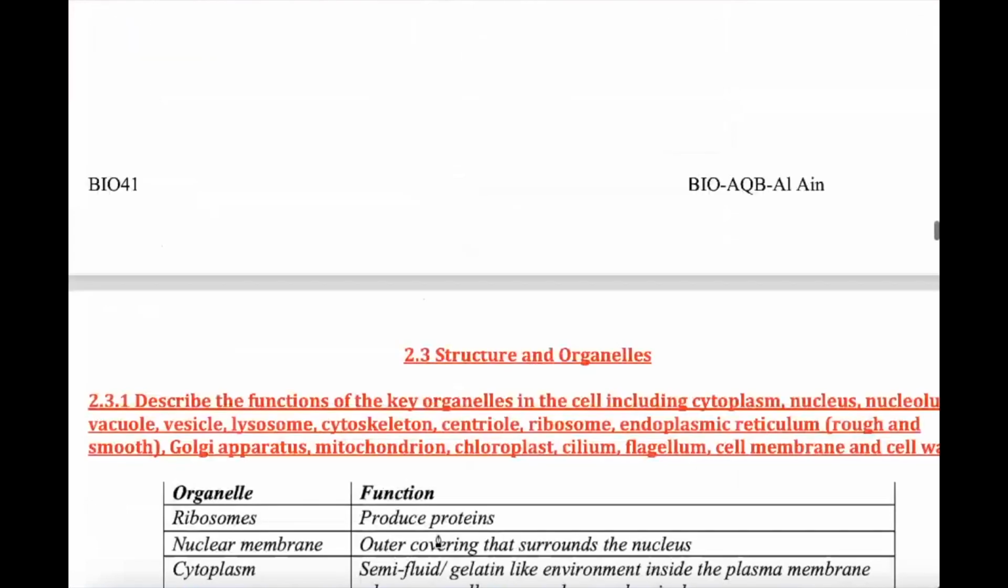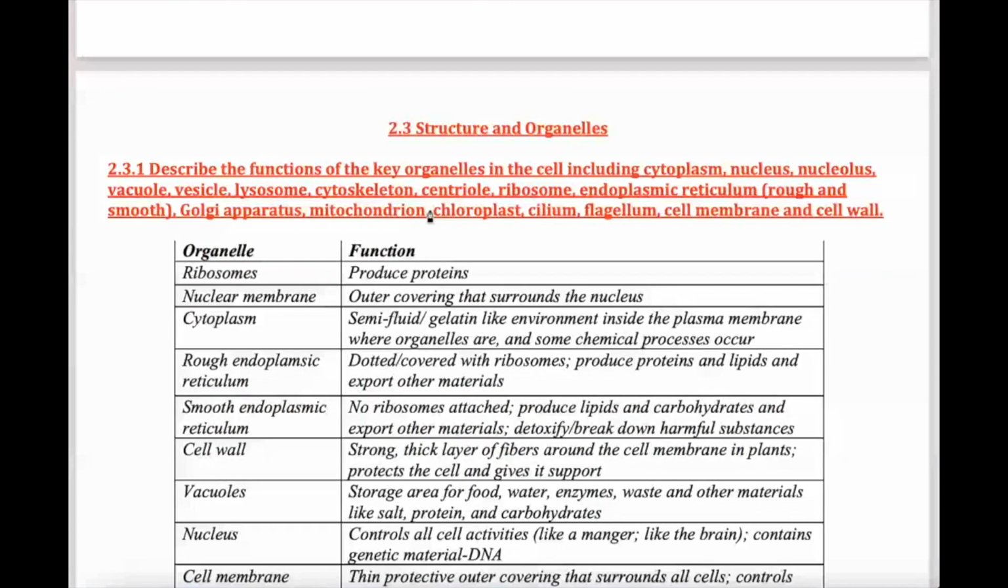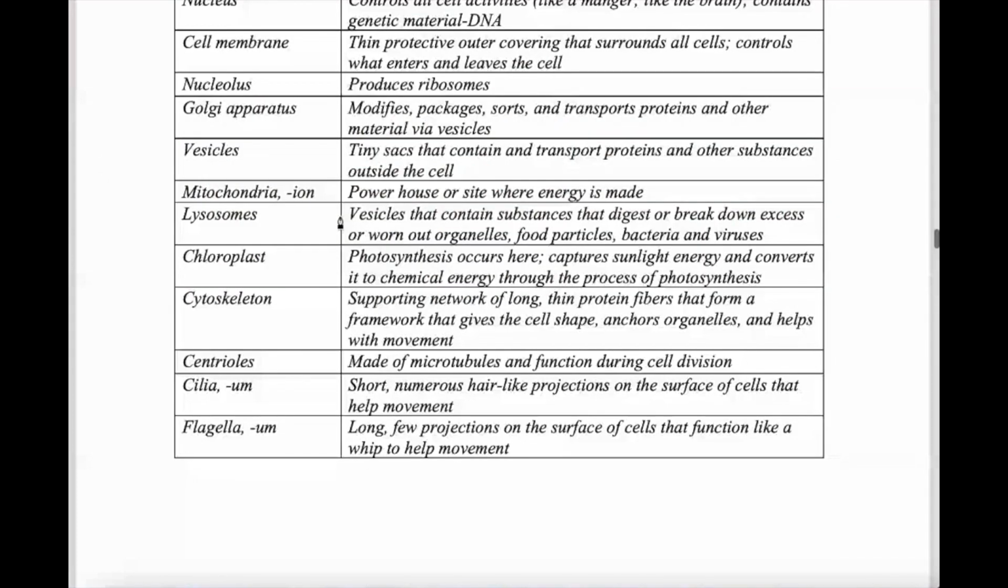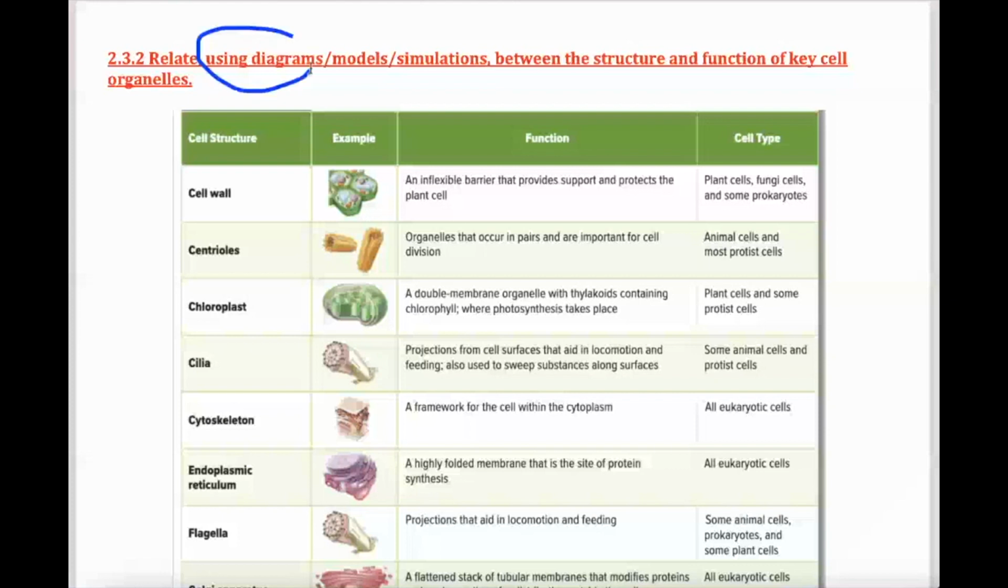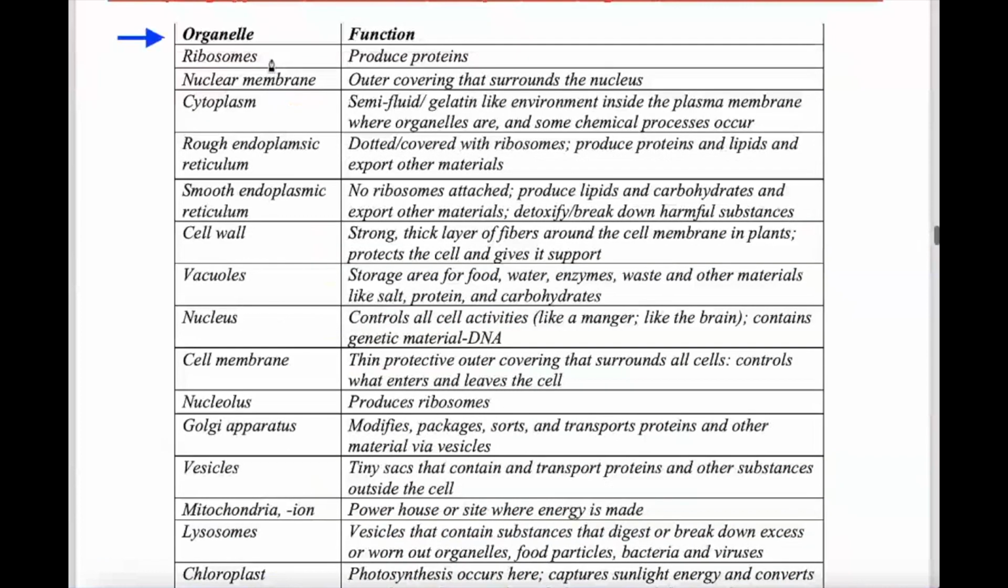So we have the next topic, which is 2.3. It's again very important. Here we have the organelles and we have their function. And in the second, this one, we have using the diagram. So this is the main difference between them. So you have to use the diagrams basically to write their function. So let's quickly go over here. Ribosomes are very important to produce proteins. Nuclear membrane is the outer membrane that surrounds the nucleus.